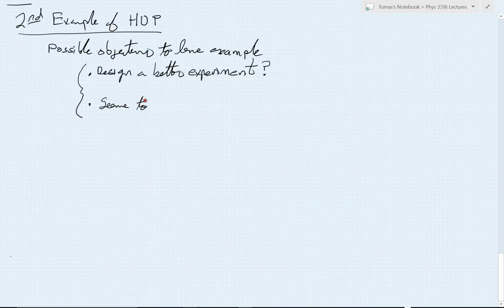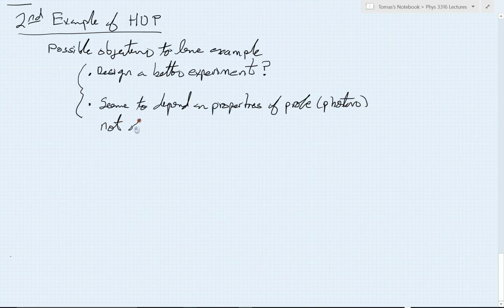depend a lot on that photon, right? It seems to depend on properties of the probe, which is the photon. Maybe if we use something instead of a photon, right? Seems to depend on properties of the probe, not of the particle itself.